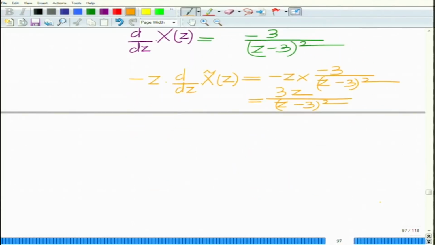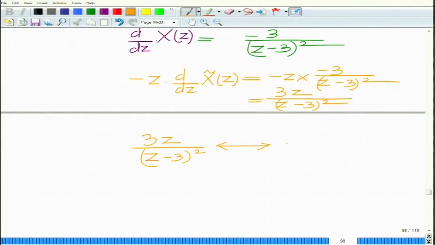So, what we finally have is 3z by (z minus 3) whole square, that is, remember, 3z by (z minus 3) whole square is this quantity minus z d over dz, that is the derivative of X tilde(z). And therefore, the inverse Z transform of this would be n x tilde[n], where x tilde[n] is the inverse Z transform of X tilde(z).